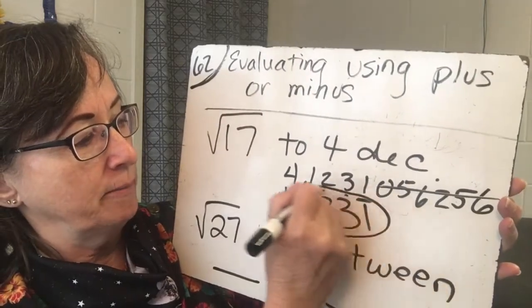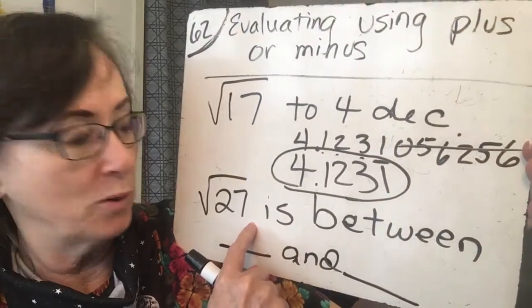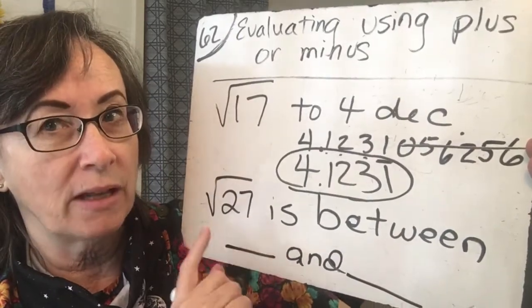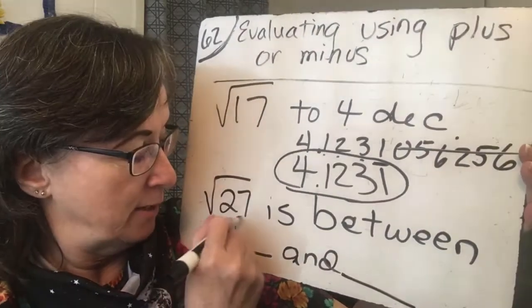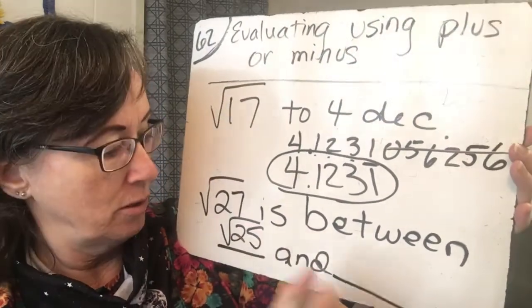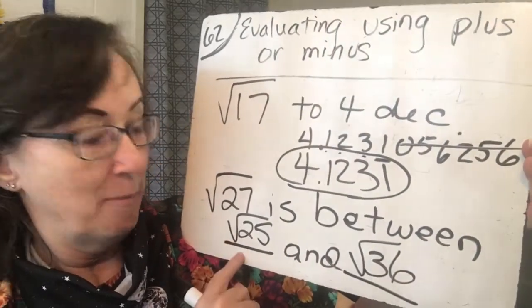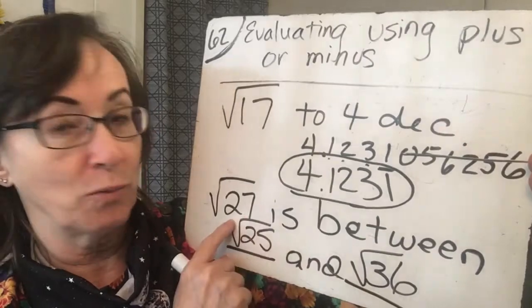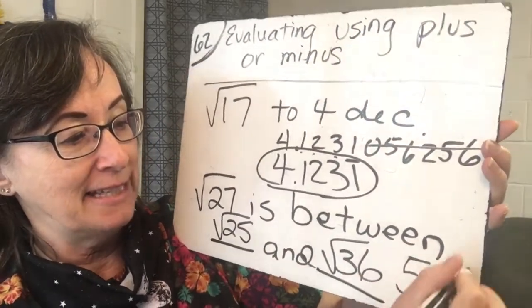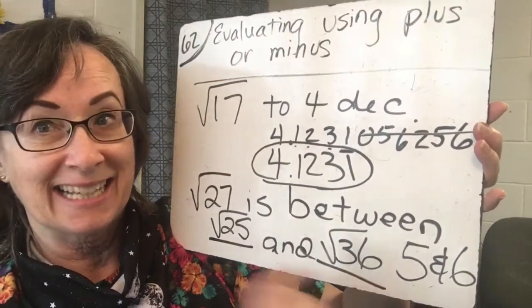as my answer. Okay, then this one, we're supposed to tell what 2 numbers the square root of 27 is between. Well, the square root right before 27 is the square root of 25. And the square root right after 27 is the square root of 36. So between 5 and 6 is where I will find this number, because the square root of 25 is 5, and the square root of 36 is 6.